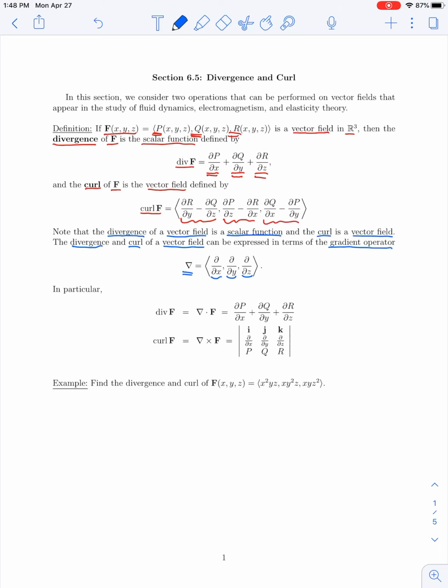So these vector field operations which we're defining, divergence and curl, can be defined in terms of that gradient operator. So in particular, the divergence of F we can think of as the dot product of the gradient operator with our vector field. Let's see why that would be the case. So here we have our gradient operator del shown, and then let's think about our vector field. So here we have F, which is a 3-dimensional vector field whose component functions are P, Q, and R.